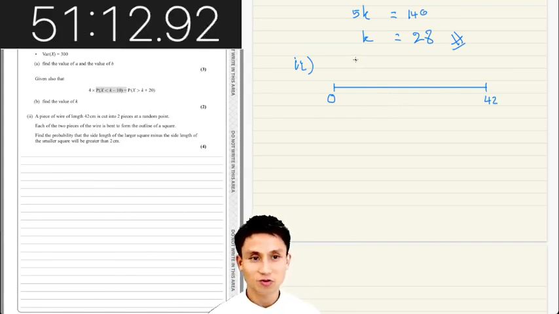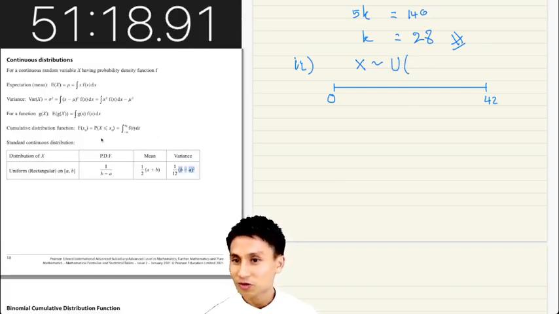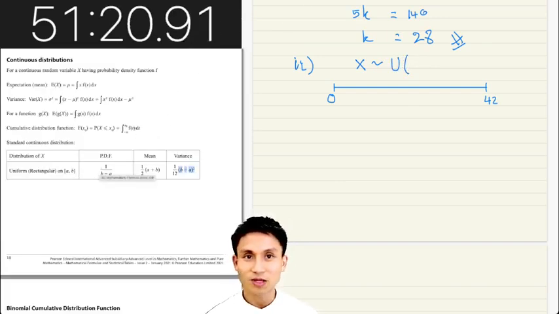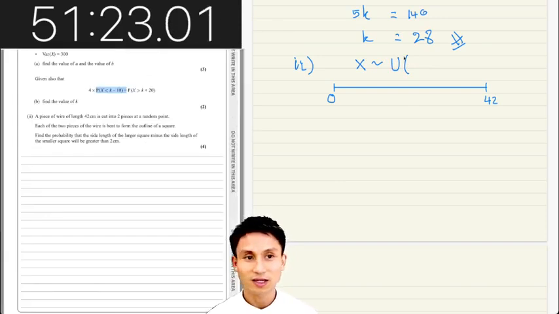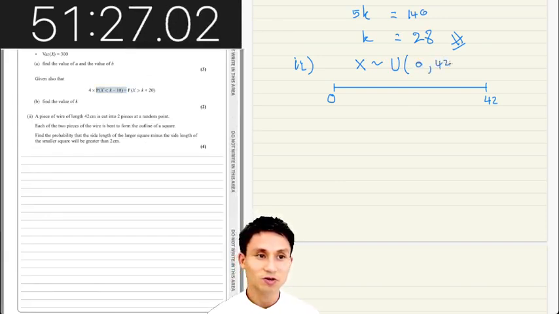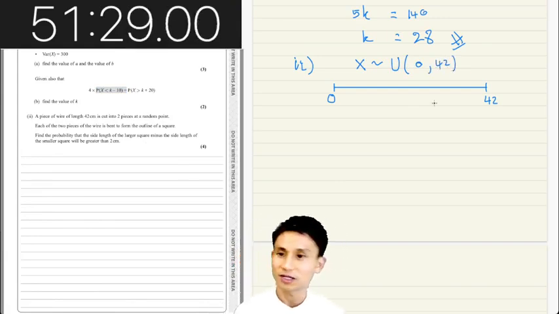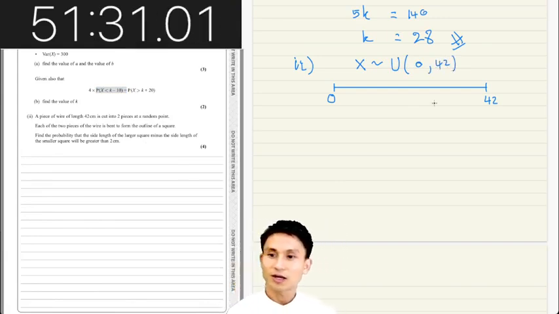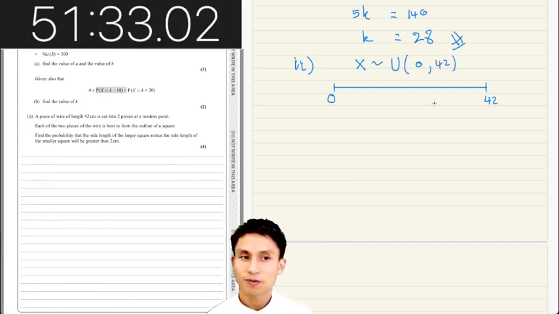So we're going to model x as a uniform distribution, a to b, so we write 0 and 42, yeah? A to b. Okay.